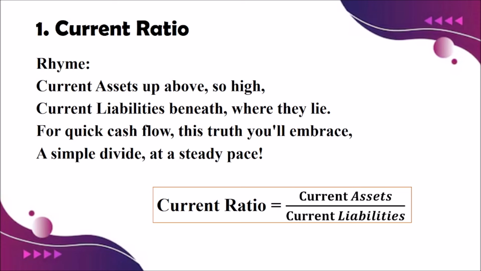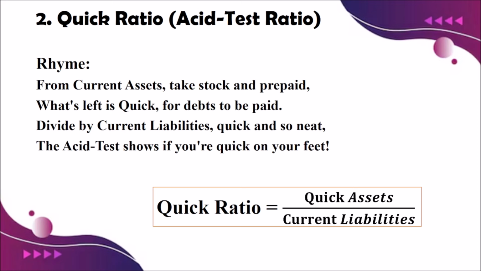First, you know very well, the current ratio. I have attached the rhyme, read the 4-line rhyme. Also keep in mind the equation that is attached here: current asset by current liability. Quick ratio, otherwise known as acid test ratio. Read the rhyme, create your own tune. The equation is quick asset by current liability.